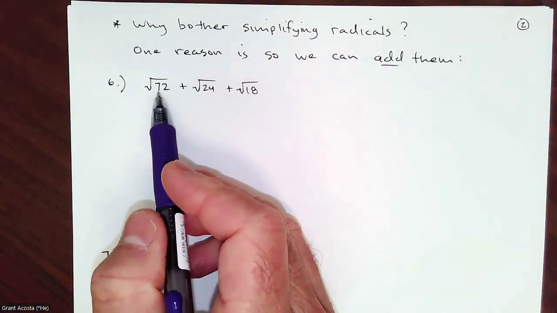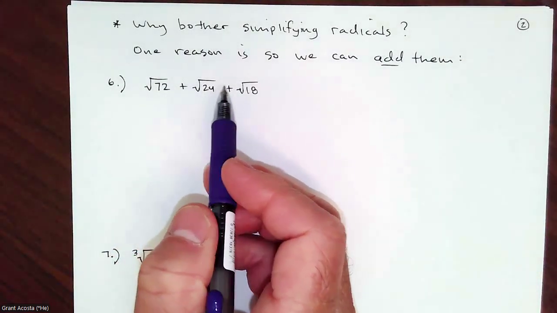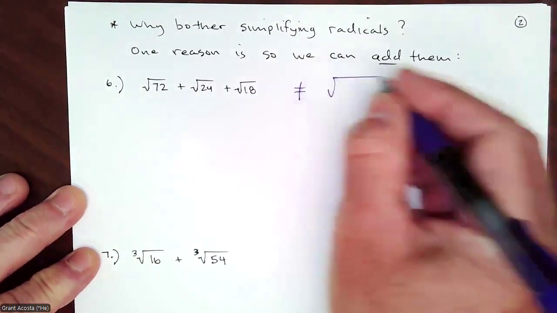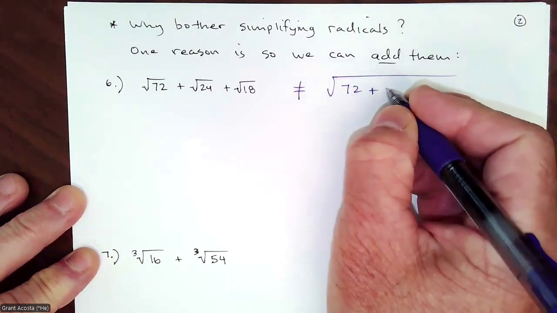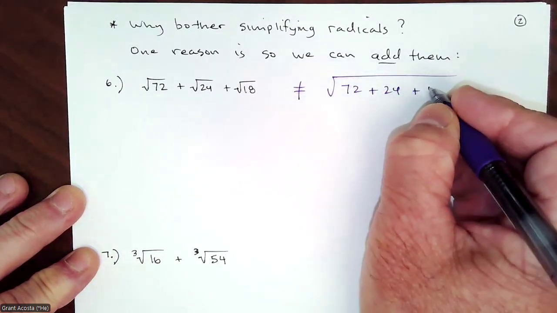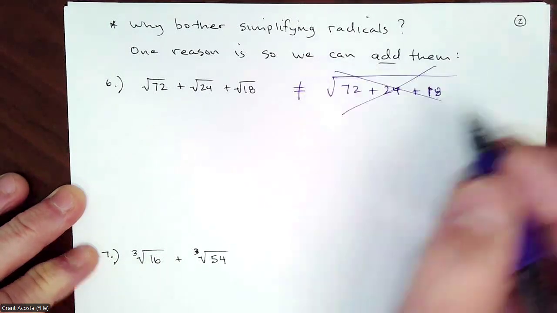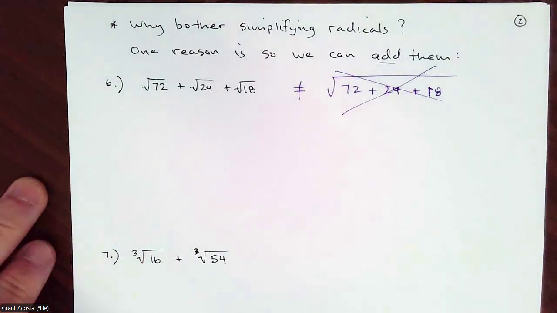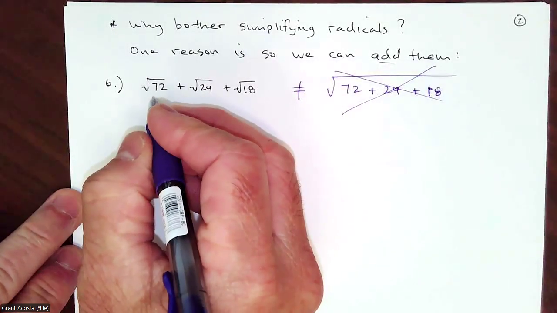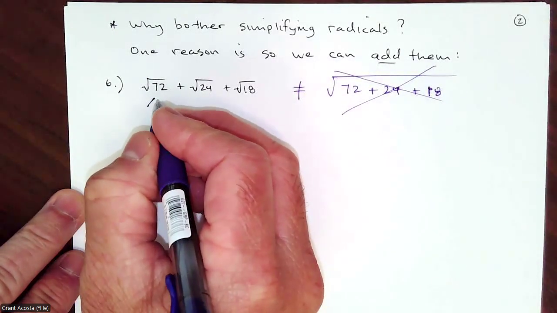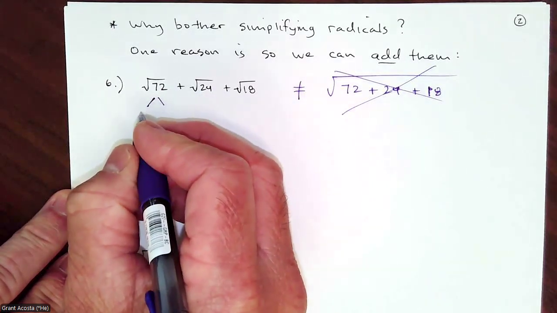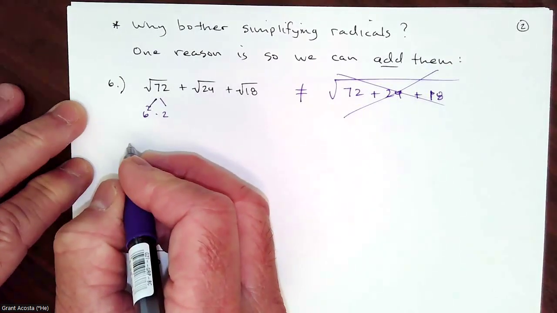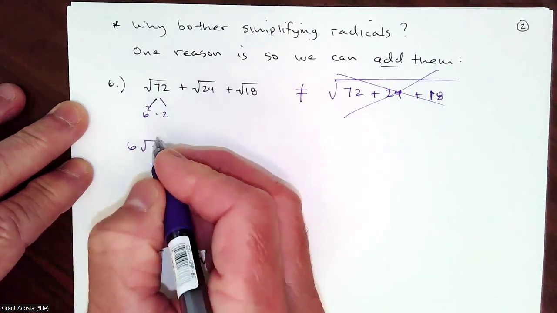Because if I want to add the square root of 72 plus the square root of 24 plus the square root of 18, what I will tell you is this is not equal to the square root of 72. You can't put them together and just add these together. That is not true. You can try it out on a calculator if you want, and you'll see that that's not true. But what I can do is break these down into a simplified form. We already did this one. This one was 6 squared times 2, so this one is 6 root 2. We just did that one.